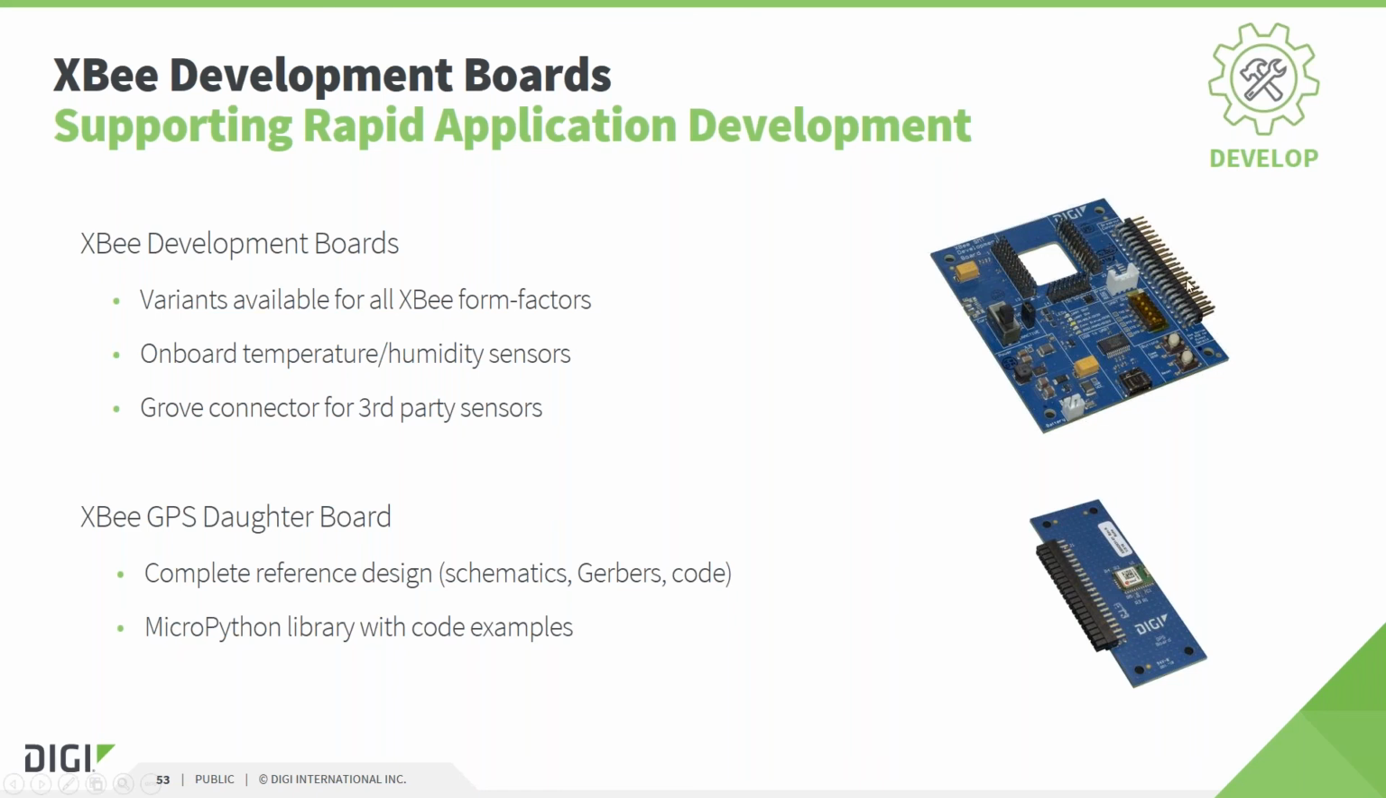In addition, there's an extension header on the board, which allows you to add custom add-on boards for other functionality. As an example and reference, we have developed a GPS daughter board providing location data for applications. It comes with complete design files and MicroPython source code to be run on an XBee module.